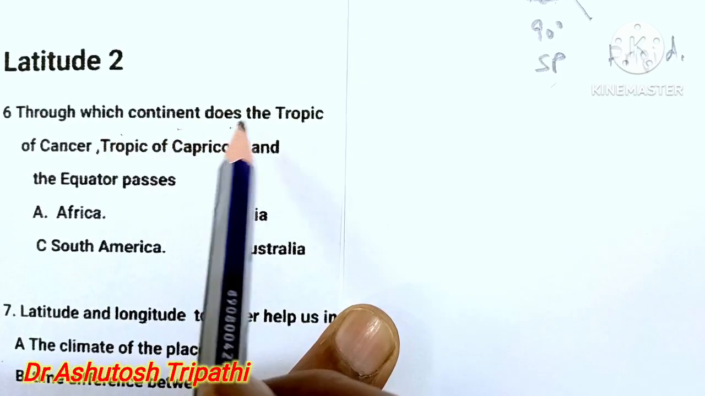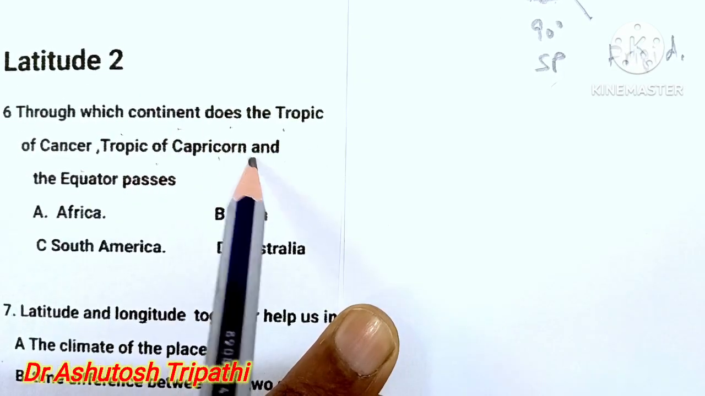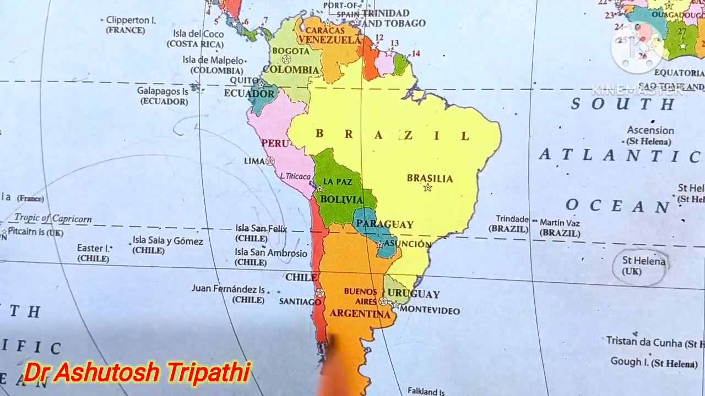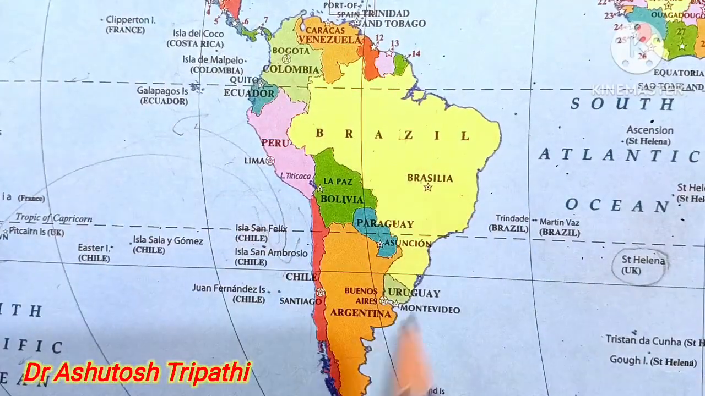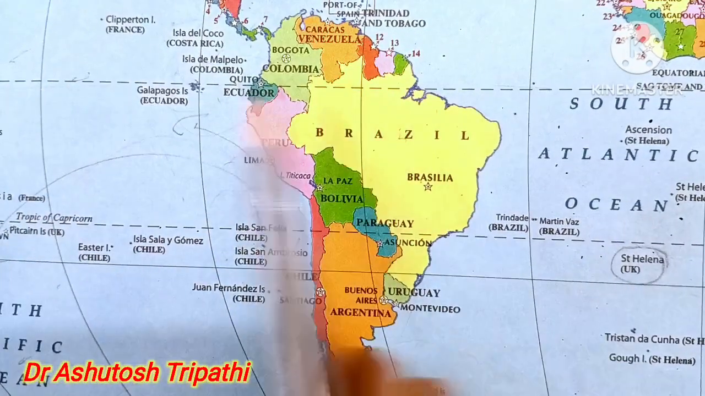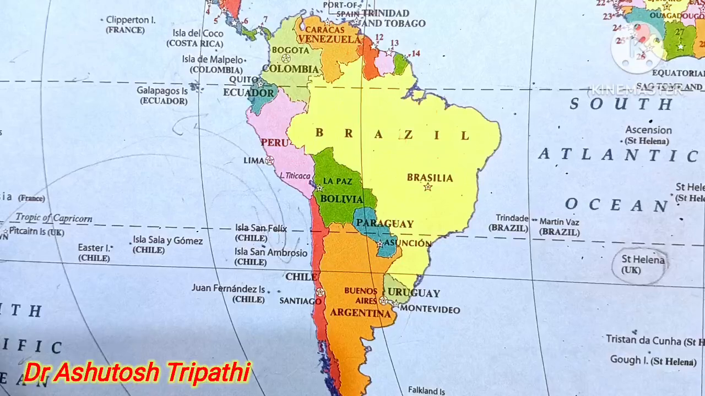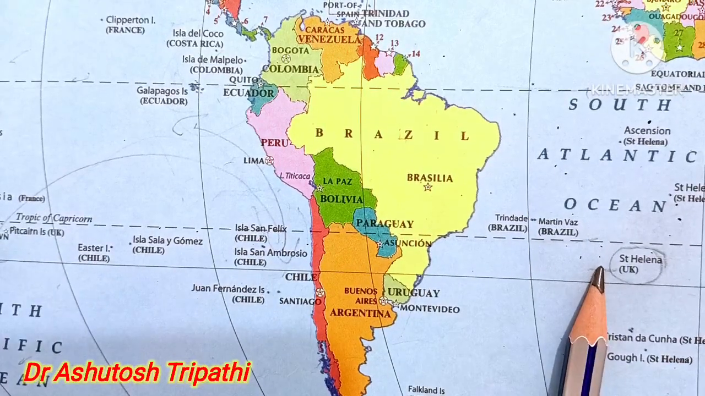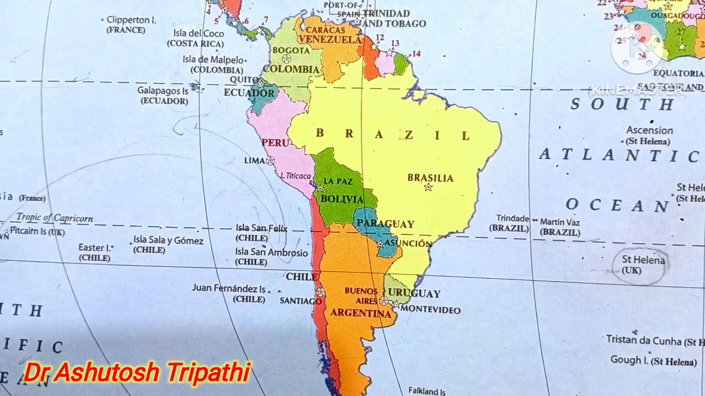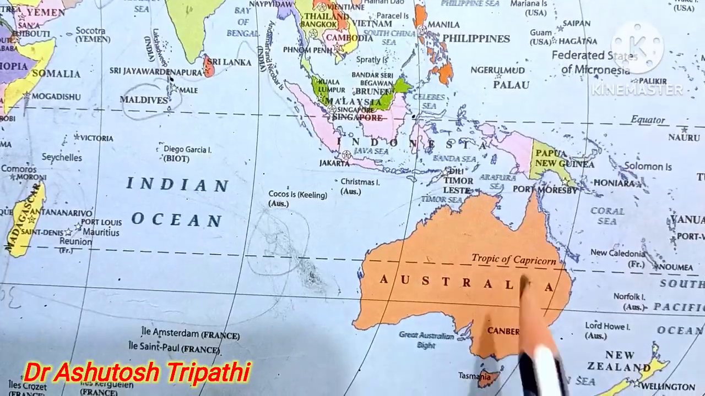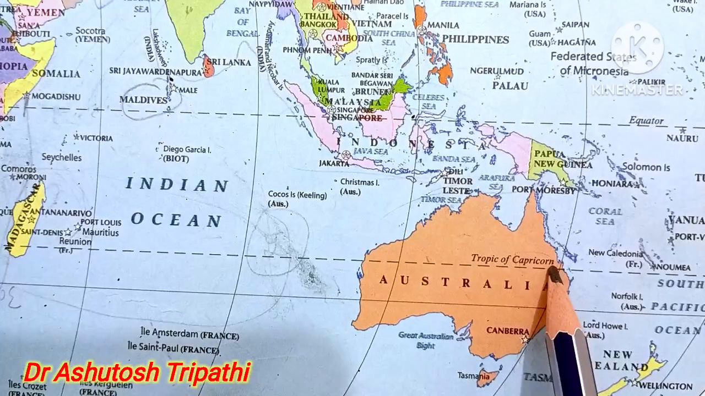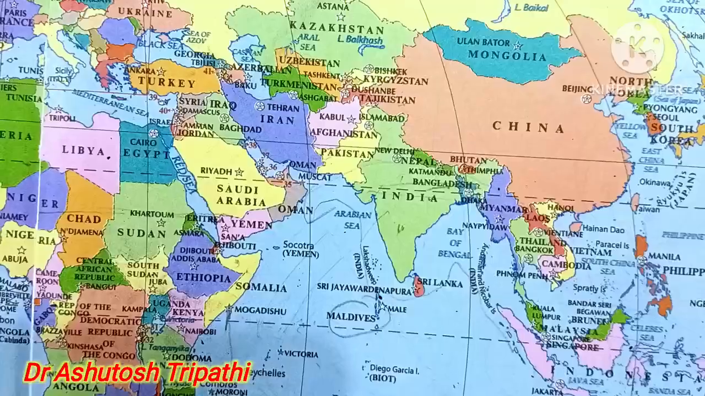Through which continent do the Tropic of Cancer, Tropic of Capricorn and equator pass? Africa, South America, Asia or Australia? You see the map of South America, which one is the line? The equator and the Tropic of Capricorn pass through. Only two imaginary lines pass through this continent. In the Australian continent you see only the Tropic of Capricorn passing through it.